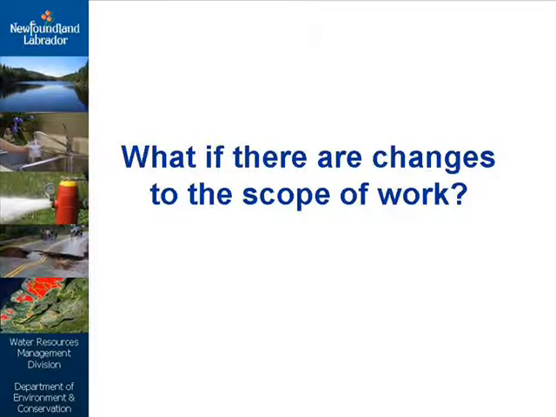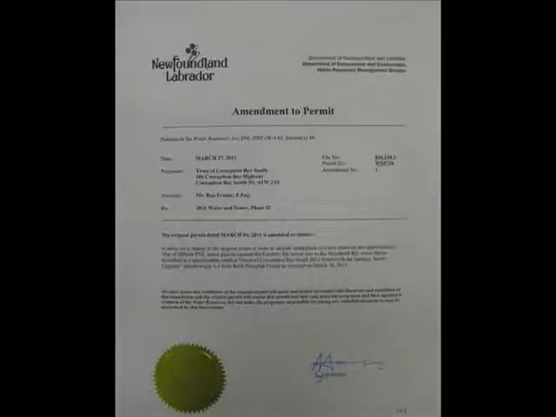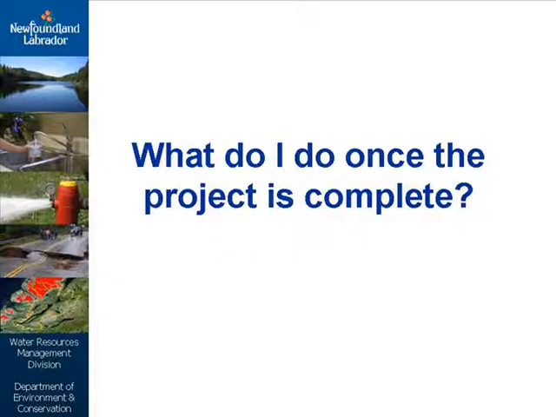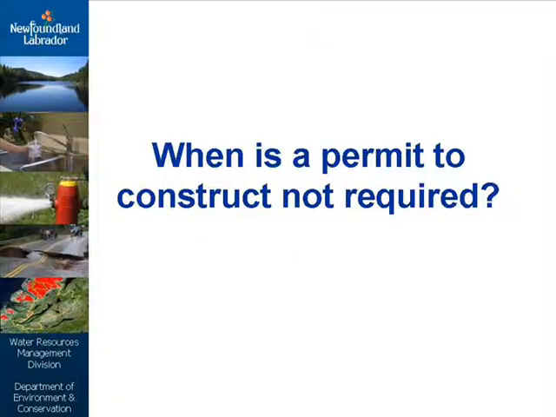What if there are changes to the scope of work? If any changes are made in the scope of work covered by the permit, an amendment to the permit can be made. What do I do once the project is complete? Upon completion of the project, the last page of the permit to construct, consisting of a completion report, should be filled out and returned to the Department of Environment and Conservation.